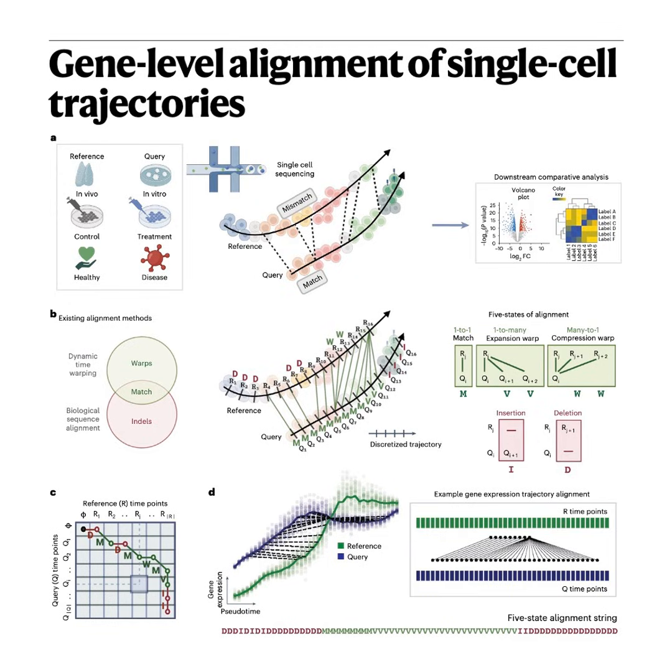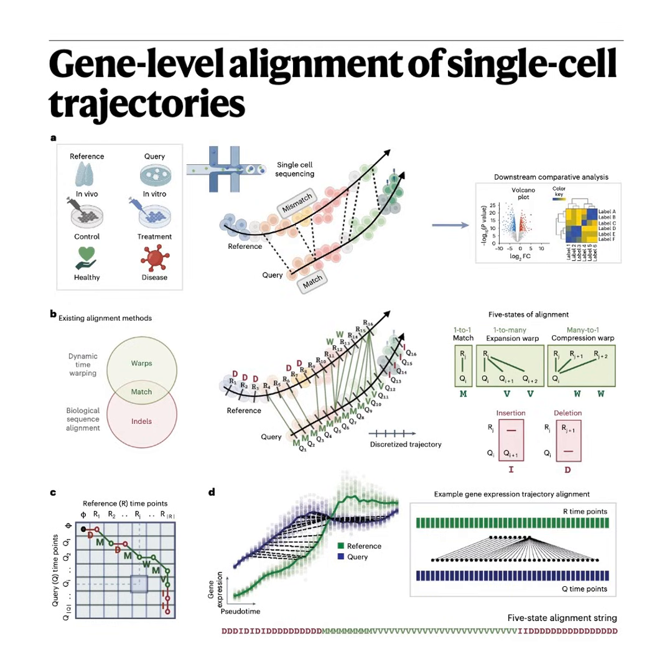V is a one-to-many expansion warp. It means one step in the reference timeline aligns with multiple steps in the query timeline. Essentially, the query cell is lingering or stalled in that state. Okay, so it's moving slower. Right. And W is a many-to-one compression warp, which is the exact reverse. So the query cell rushes through a state that took the reference cell several steps to complete. You got it. Okay, so those first three, M, V, W, are basically just variations of matches, right? They account for biological processes moving at different speeds. Yes, they handle the stretching and compressing.